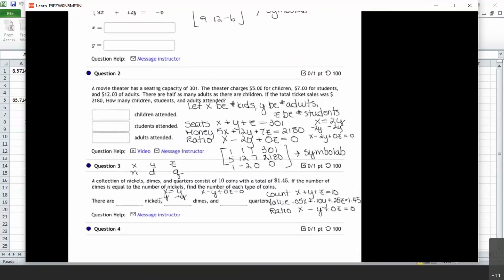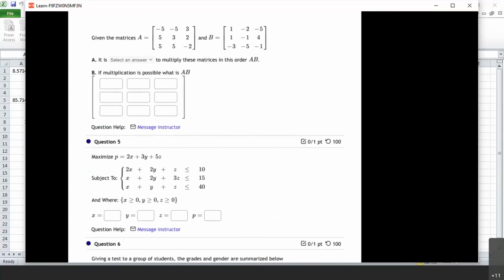All right, 3 is very similar. The hard work was coming up with the equations. Then you just put them in a matrix and Symbolab. Okay, everybody good with that? All right. Okay. This one says, given the matrices A and B, is it possible or not possible to multiply these?